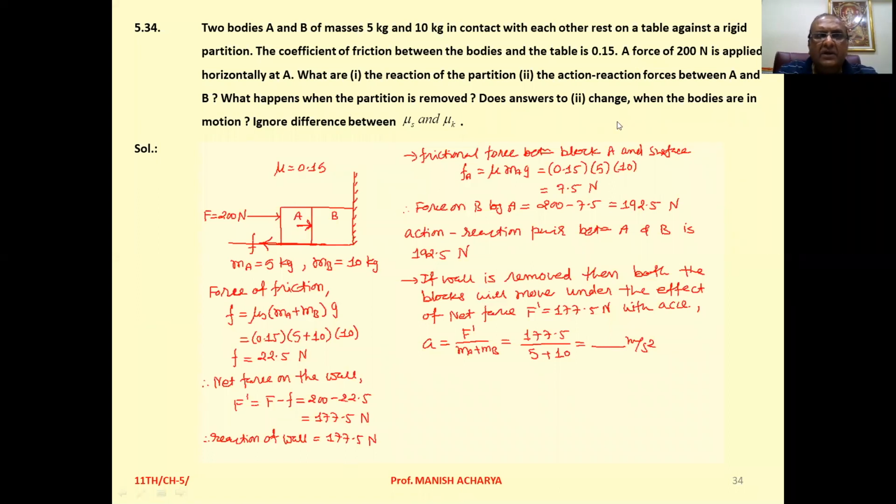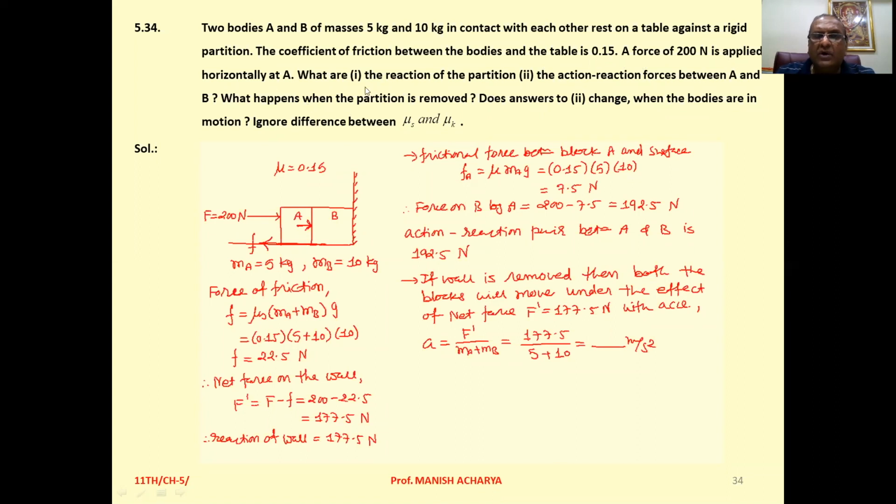5.34. Two bodies A and B of mass 5 kilogram and 10 kilogram in contact with each other rest on a table against a rigid partition. The coefficient of friction between the bodies and the table is 0.15. A force of 200 Newton is applied horizontally at A.